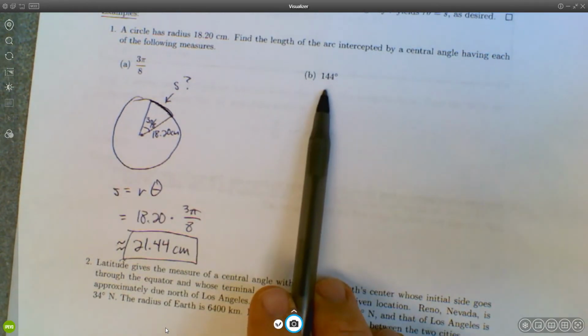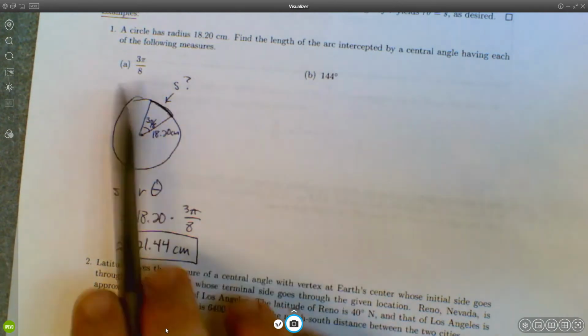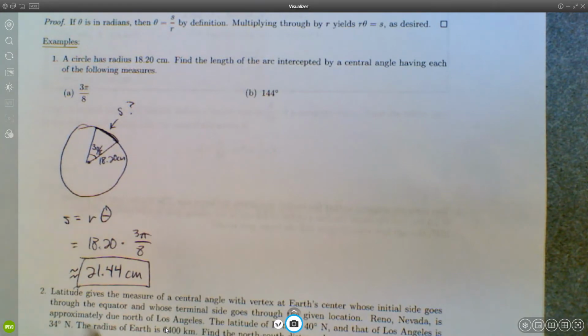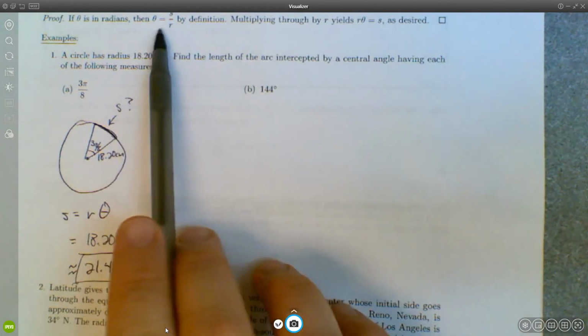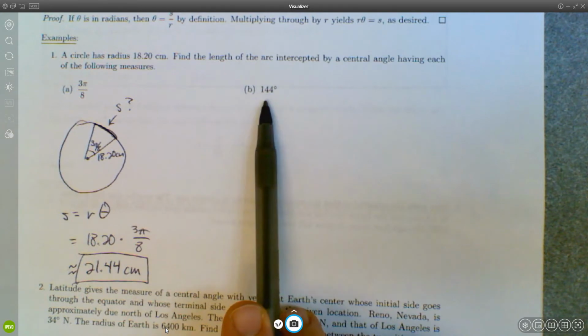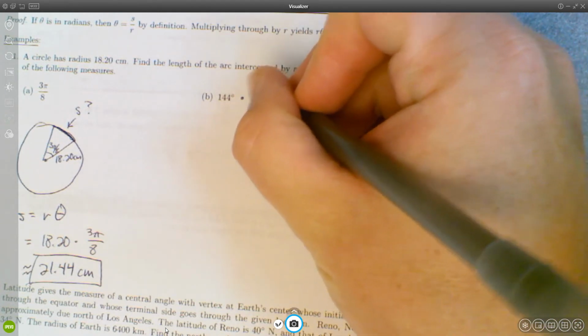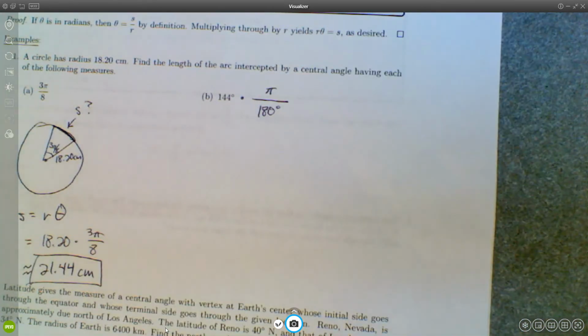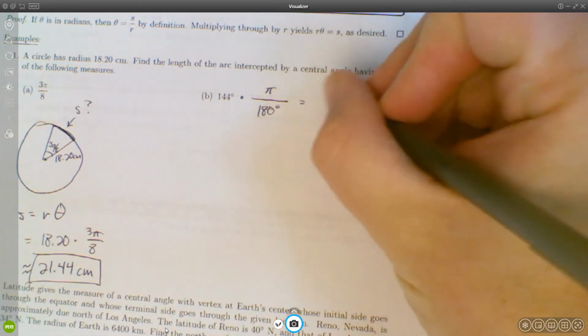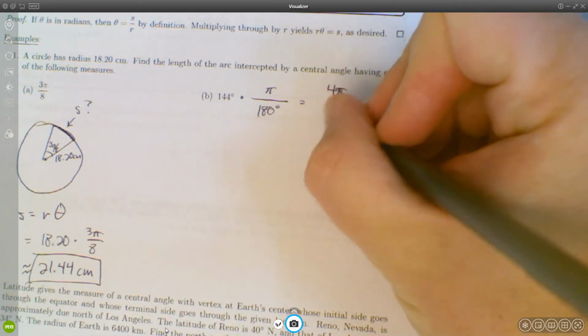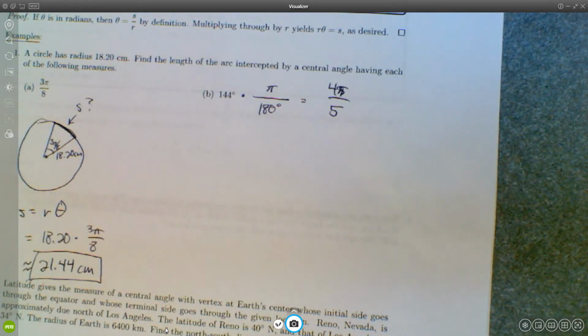So let's look at the next one. So this one says the angle is 144 degrees. So the trick here is that before you can use the arc length formula, s equals r theta, you need to change theta into radians, right? So in the first place, we're going to take 144 degrees and change it into radians. By doing that, 144 divided by 180 is 4/5. So this is 4 pi over 5 in radians, okay?